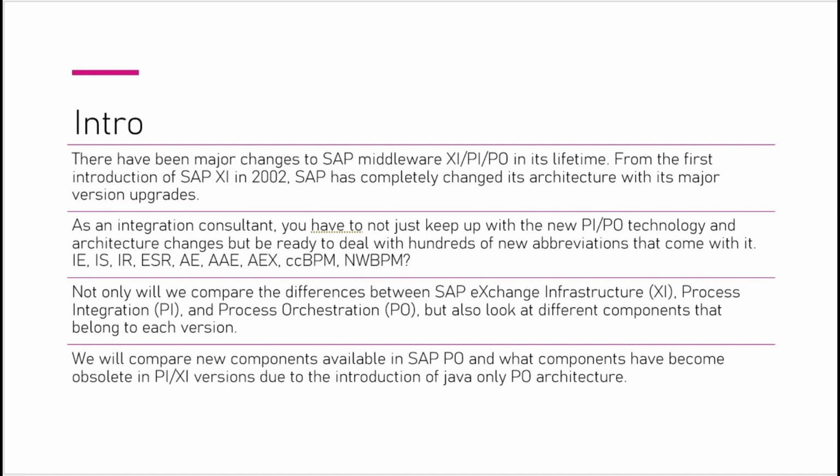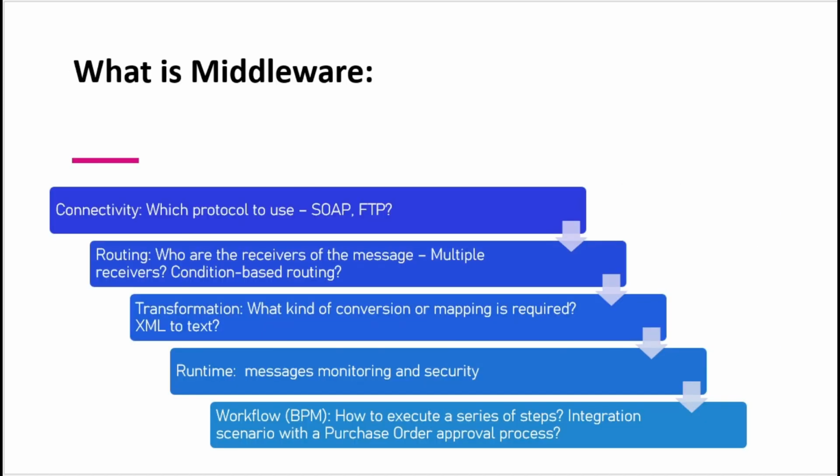For us to understand the difference between XI, PI, PO, we first need to take a look at the main functionalities of middleware. Here is a clear-cut picture of what middleware is. Some of you may be really new to it. It is connectivity, with the protocol to use when connecting to the client, whether SOAP, FTP, or whatever it is. Then how you route the messages, whether there are multiple receivers or condition-based routing, and whether any transformation is required for mapping, such as XSLT, text to XML or XML to text.